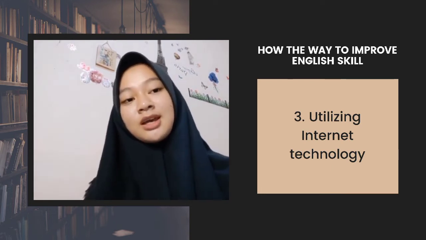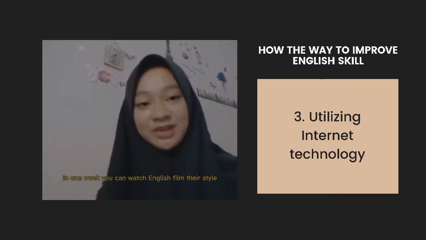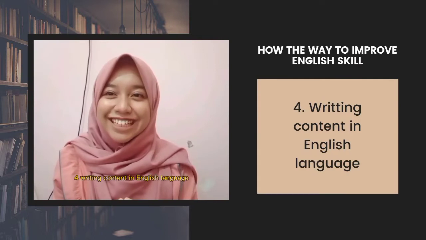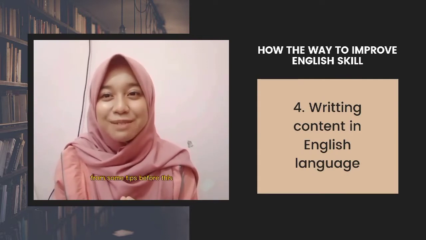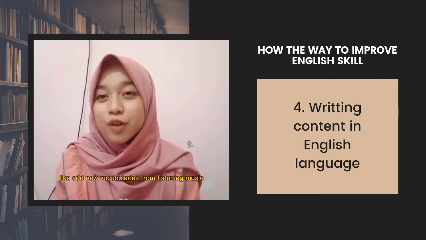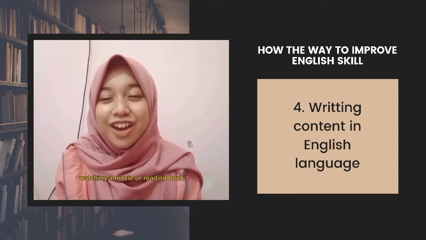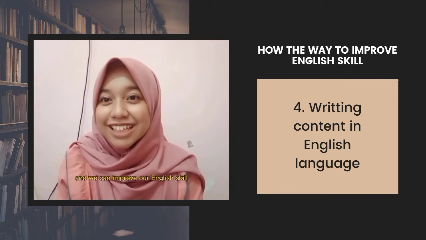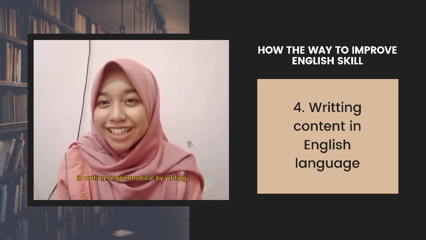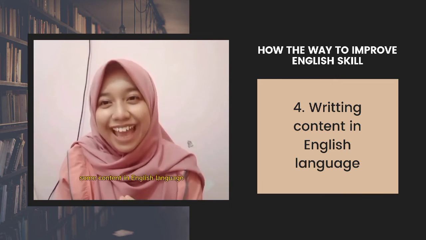For example, in 1 week you can watch an English film a few times. Fourth, writing content in English language. Writing content in English is an implementation of some tips before this, like adding new vocabulary from listening to music, watching movies, or reading books. And we can improve our English skill in writing or grammar by writing some content in English.